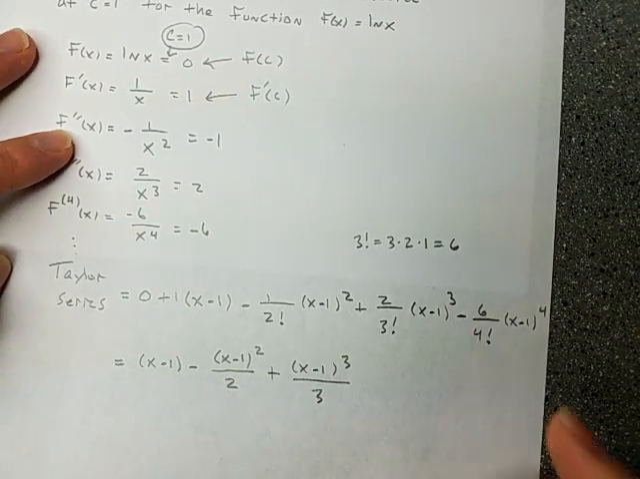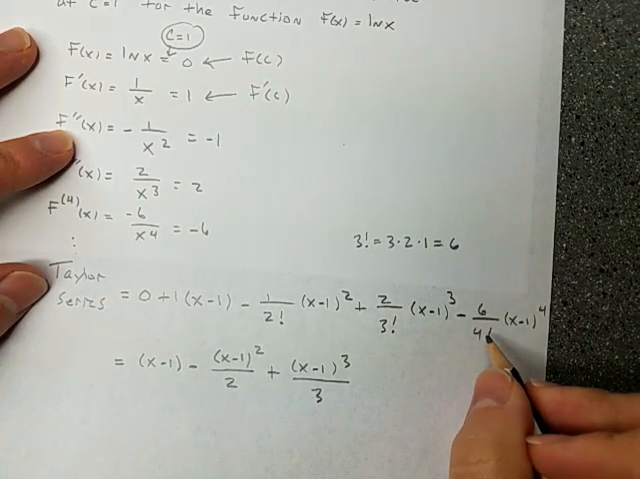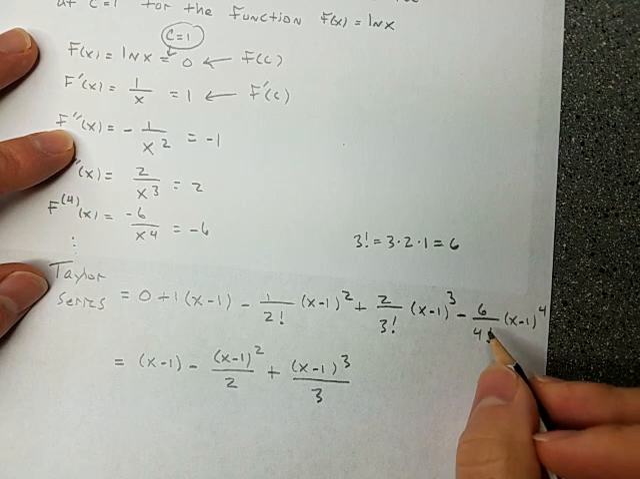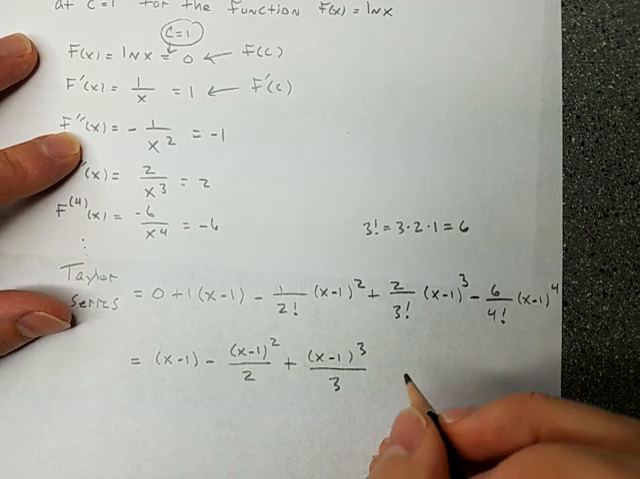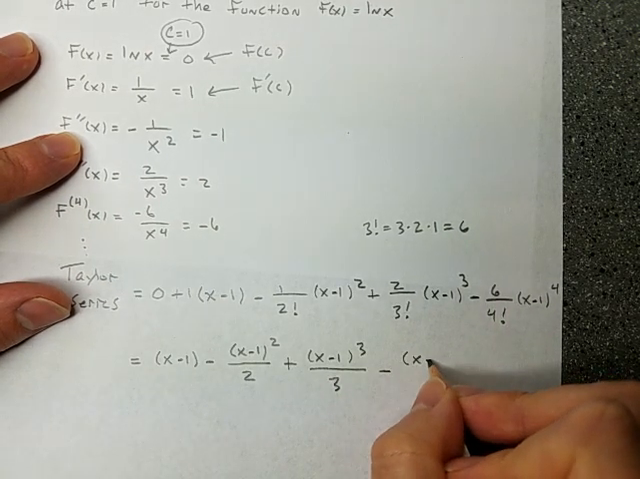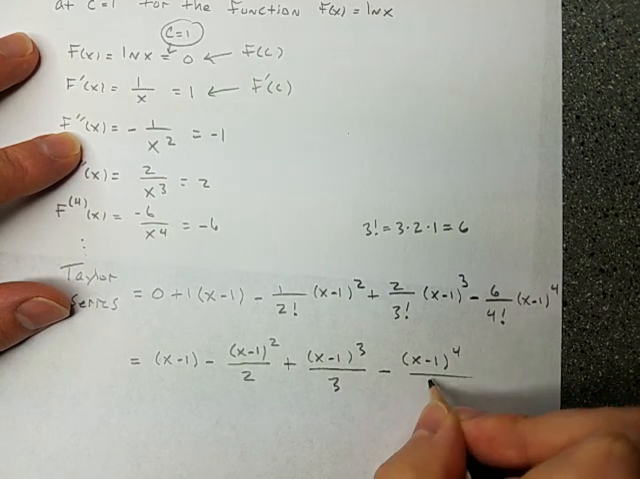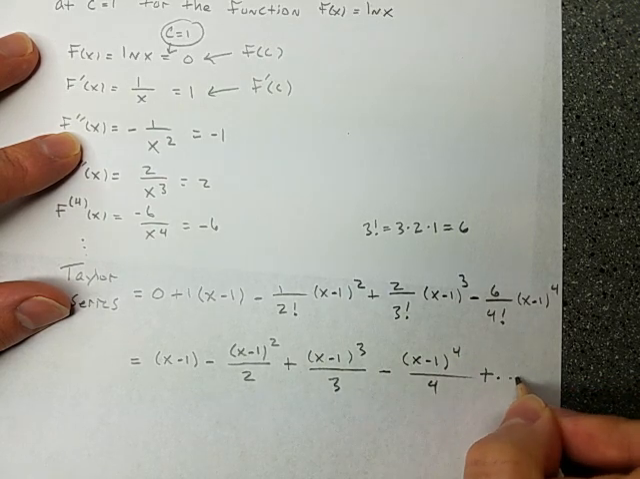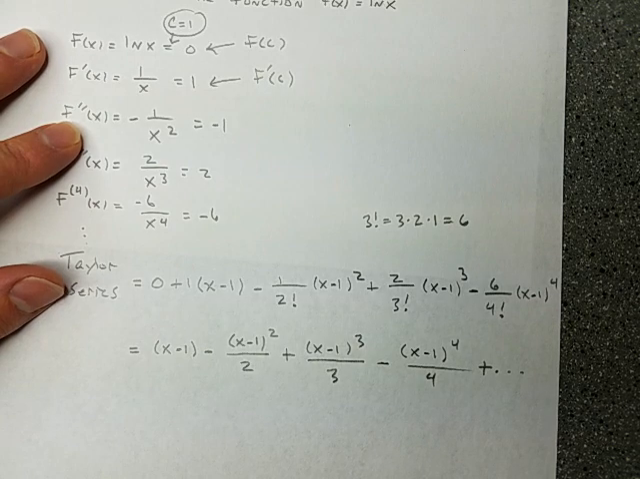Okay. What about this one? What's 4 factorial? 4 factorial is 24. What's 6 over 24? It's 1 fourth. So I'm going to get x minus 1 to the fourth power over 4. Now I think that I am seeing a pattern, and you probably are too.